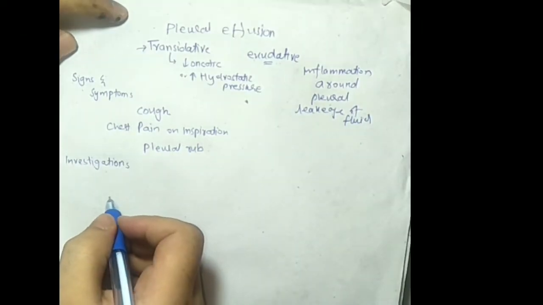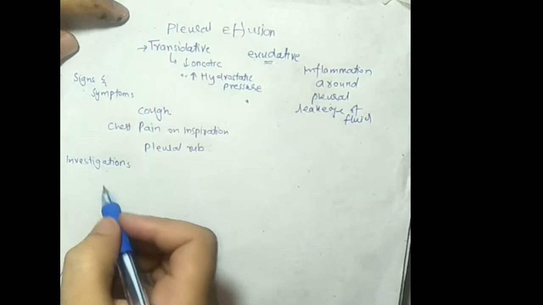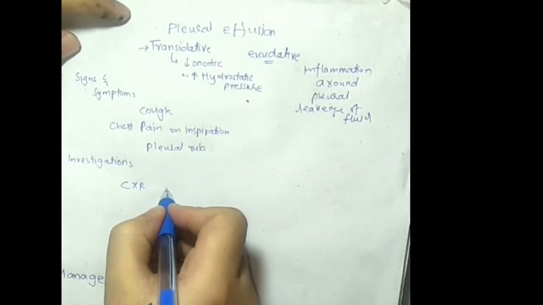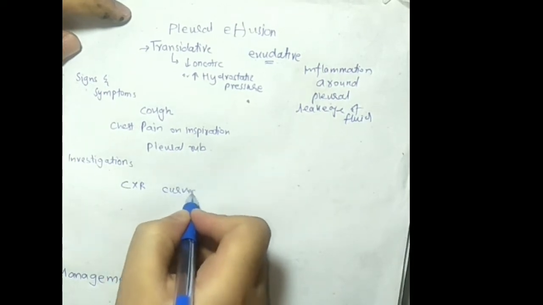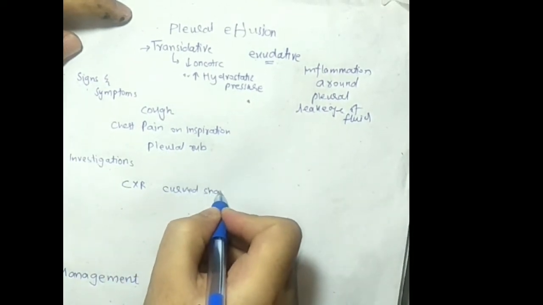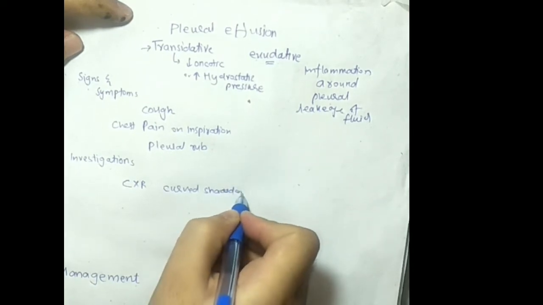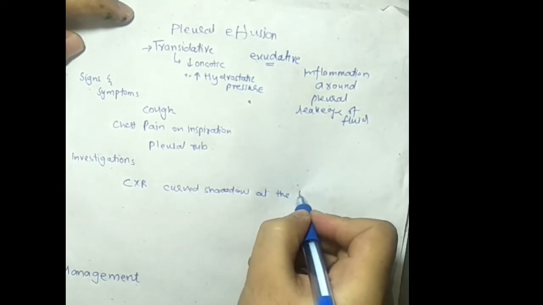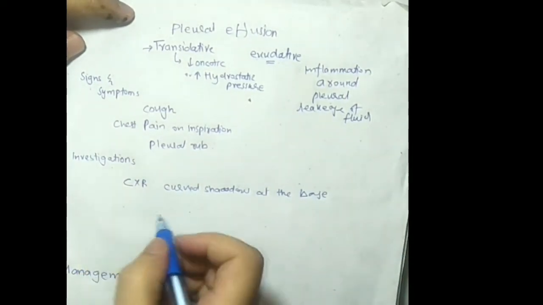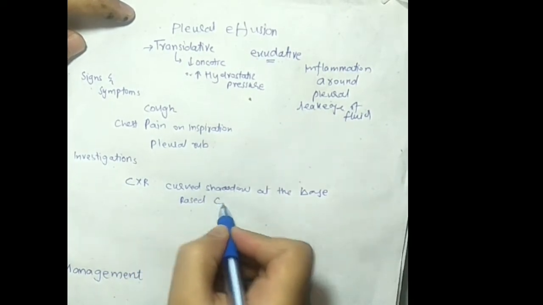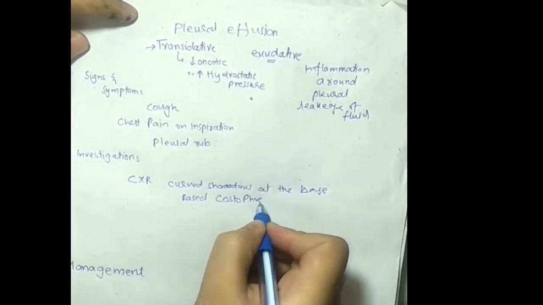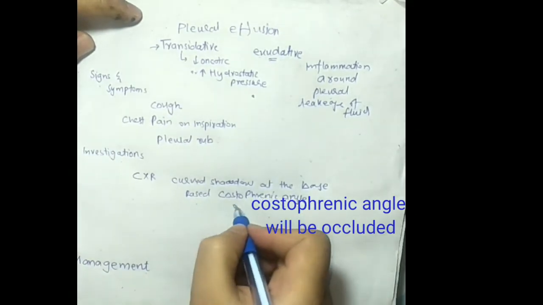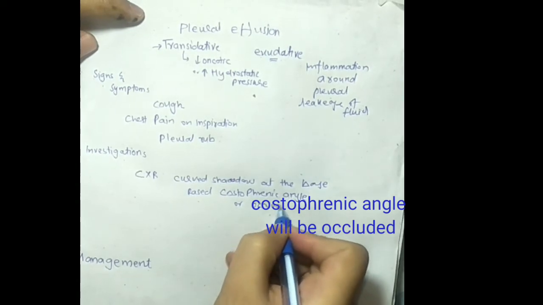Okay, so we will discuss investigations. First of all, we will do a chest x-ray. In chest x-ray, we can see a curved shadow at the base of the lungs, at the base of the affected lung. Similarly, the costophrenic angle is raised or occluded.